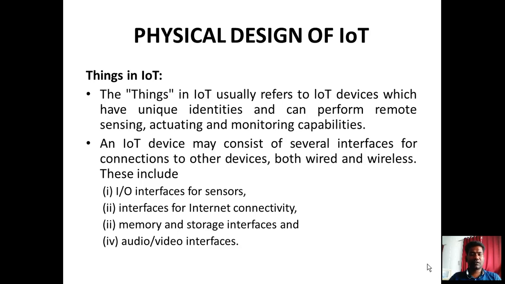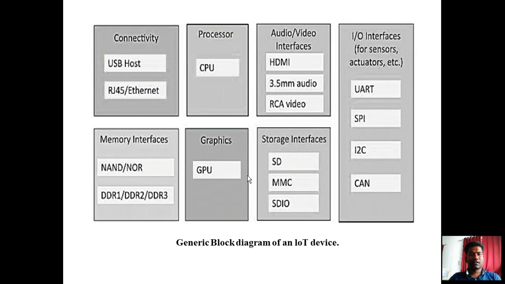So, a general block diagram of an IoT device. An IoT device, applied in any place, definitely has these kinds of blocks. So the first one is connectivity.